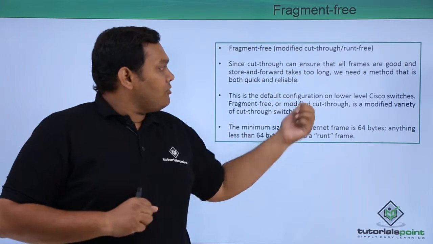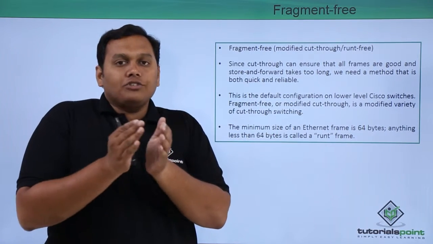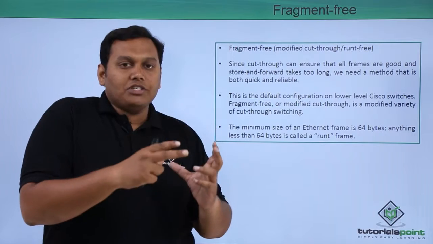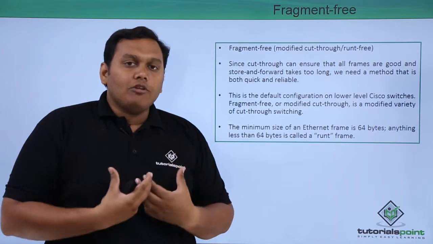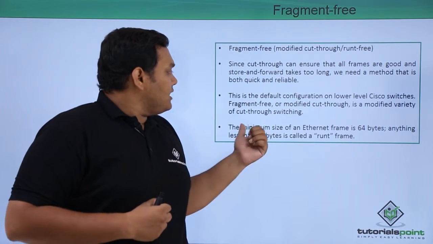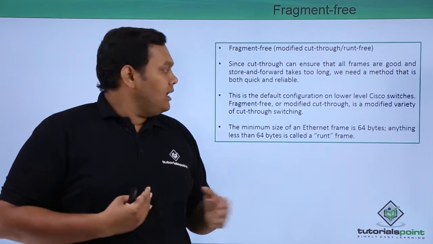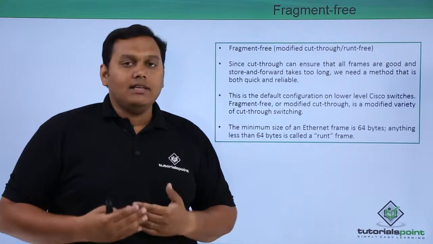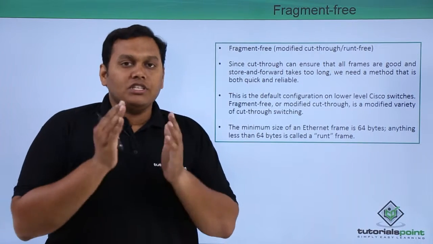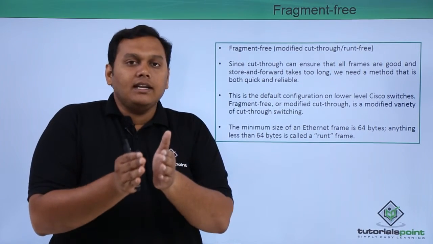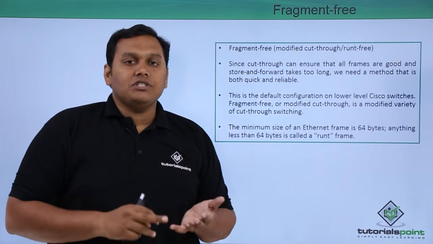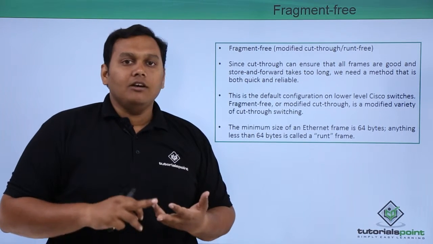This default configuration is used in the lower level of Cisco switches. The minimum size of an Ethernet frame is 64 bytes, and anything less than 64 bytes is called a runt frame. So, this is about the three switching methods in Cisco: cut through, store and forward, and fragment free.